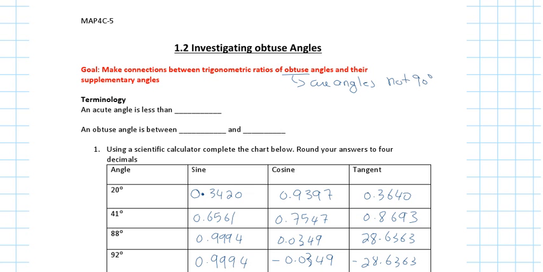Okay? Now, first we're going to look at a few terminology. An acute angle is less than 90 degrees. An obtuse angle is an angle between 0 and 90. I'm mixing the two. Oblique is the one that's not 90 degrees. So we're looking at acute angles, which is less than 90. This is wrong. An obtuse angle is between 90 and 180. All right, now this is right.